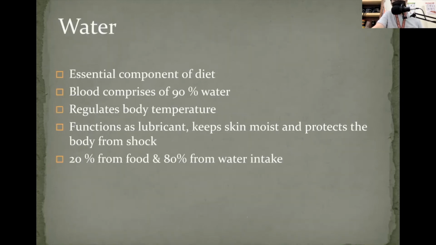Water. I mentioned water is not an energy-giving source inside our body, but it also helps in the metabolic process. Let me just read this. Water is an essential component of the diet. Blood comprises 90% water. It regulates body temperature, functions as a lubricant, keeps skin moist, and protects our body from shock.